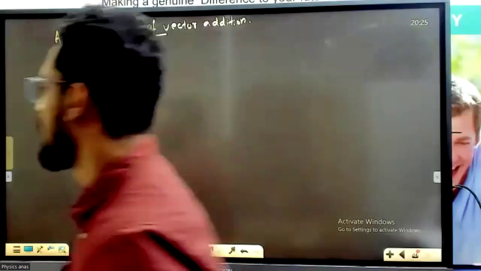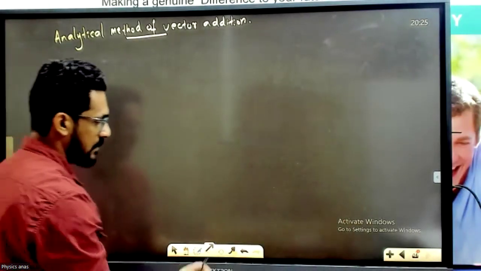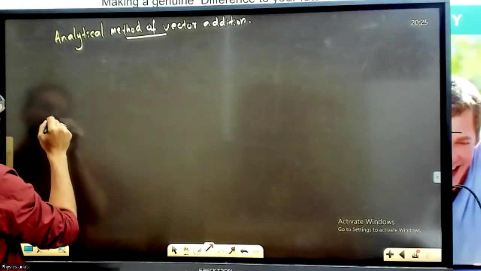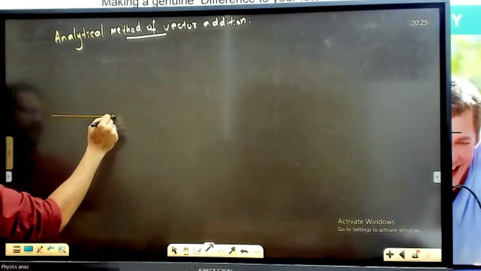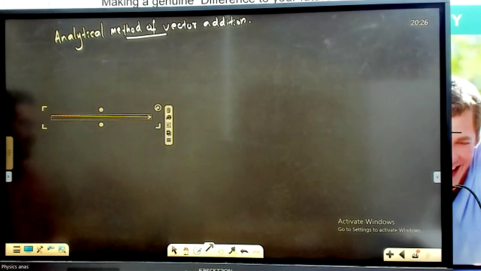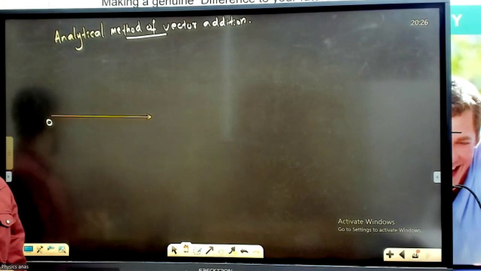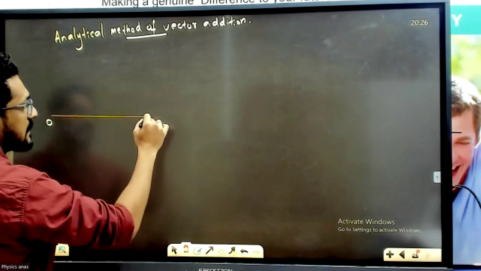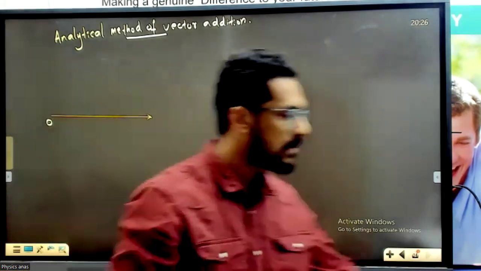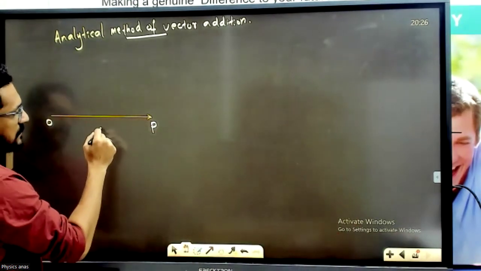Analytical method of vector addition. You can write with me. Let's see. I am taking two vectors like this. This is my first vector, and I have drawn that vector from O. And this is my point P. This is vector A.